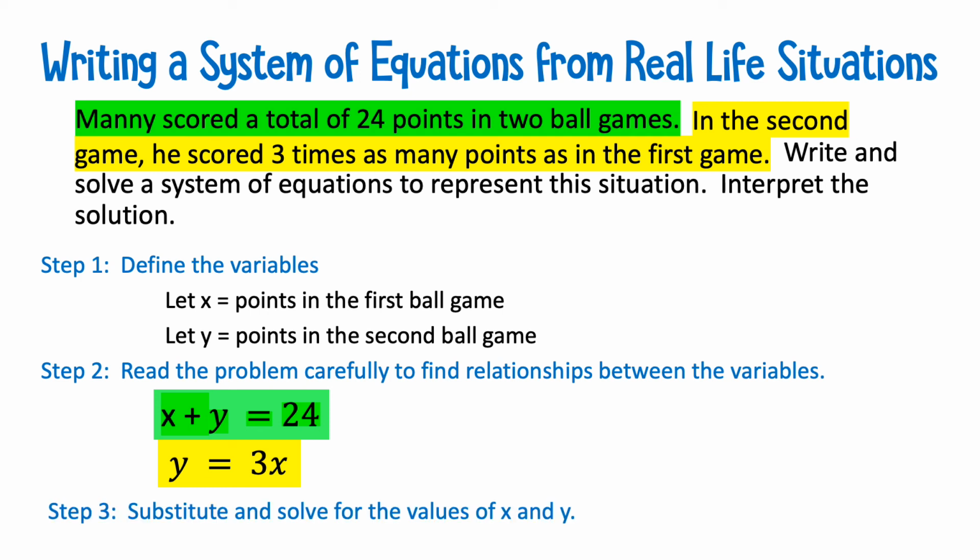Our next step would be to substitute and solve for the values of x and y. So if we substituted 3x for y, we'd have x plus 3x, or 4x equals 24. In this situation, x would equal 6, and y would equal 18. So 6, 18 satisfies our solution. In other words, he would score 6 points in the first game and 18 points in the second game.